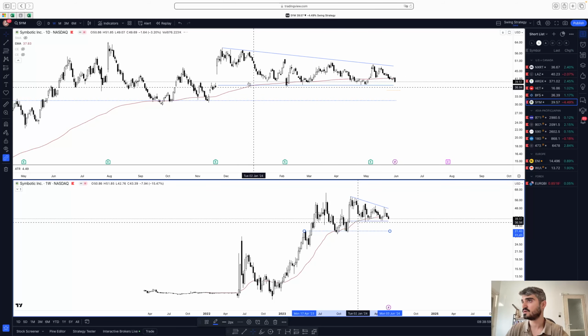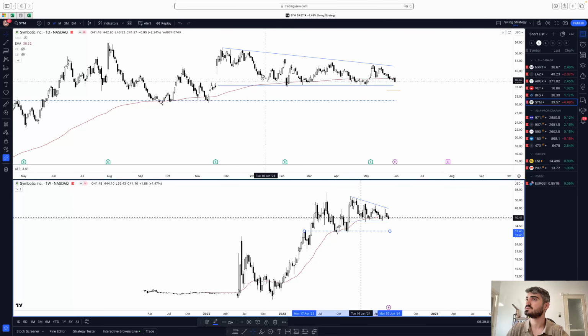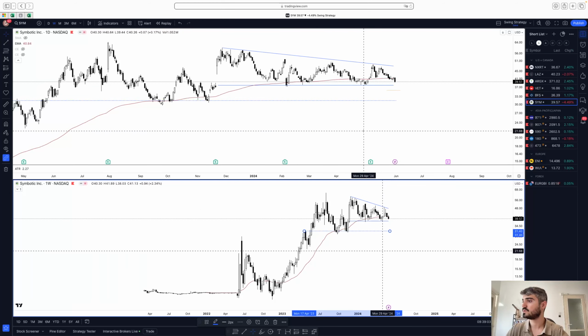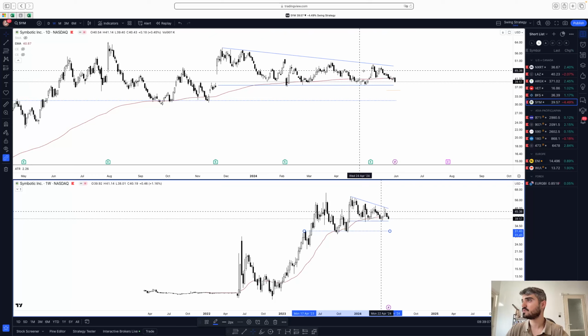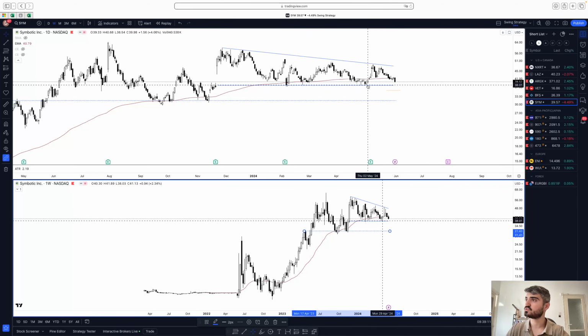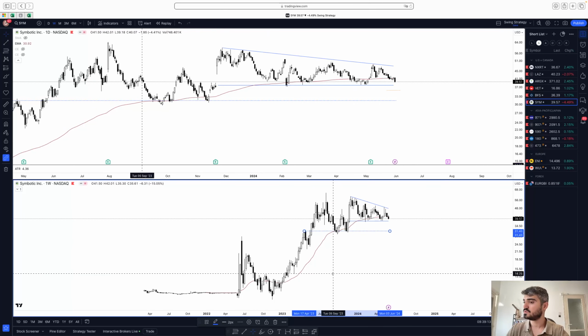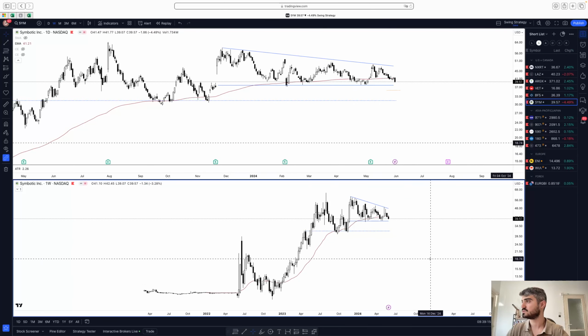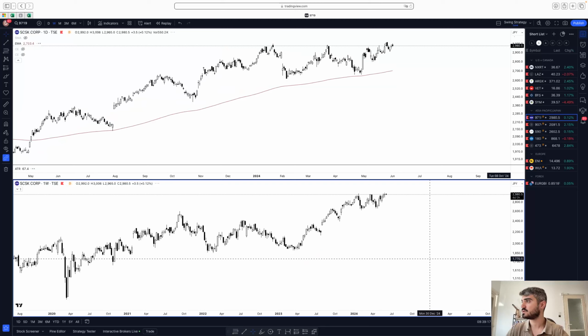Overall, the triangle is well defined. Several touches of the pattern boundary, starting to play with the 200 EMA, holding below it for some time. So that is good. Moving on, guys, to Asia Pacific and Japan.